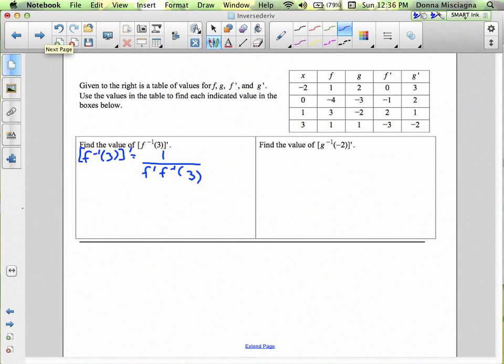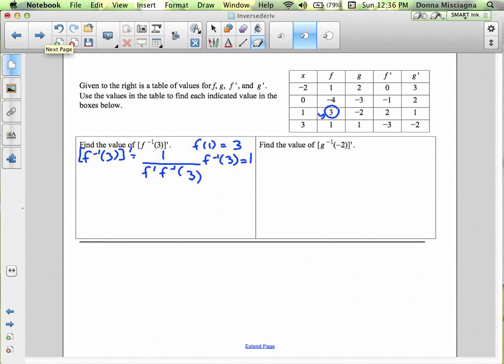now if we look at our original function here, notice that f of 1 is 3. Therefore, f inverse of 3 is 1. All right, so this would be the y value for the original function. This is going to be the x value for the inverse. This is the y value for the inverse.